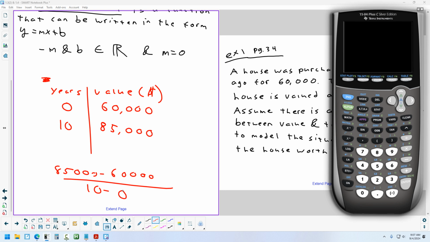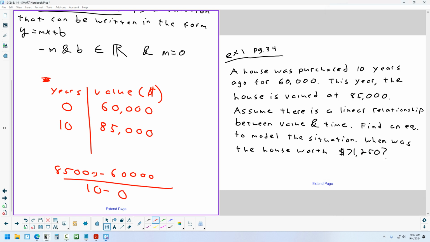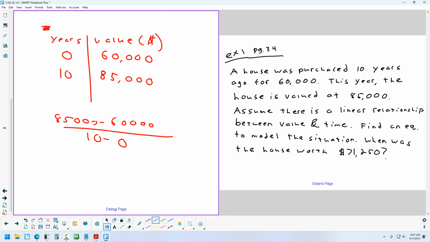So 85,000 minus 60,000, that leaves us with 25,000. And what's 25,000 divided by 10? 2,500. So there's our slope. Okay, so slope, 2,500. Y-intercept, 60,000. Now let's write our equation.